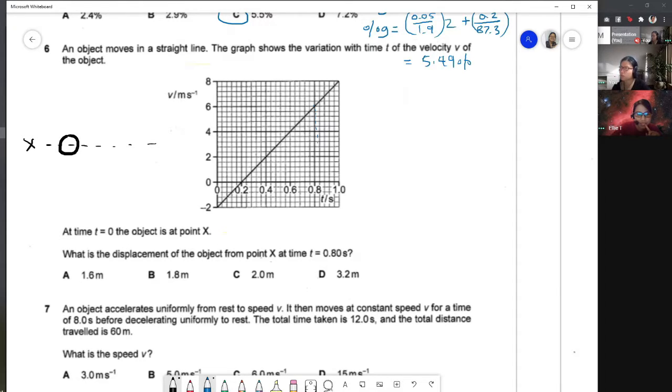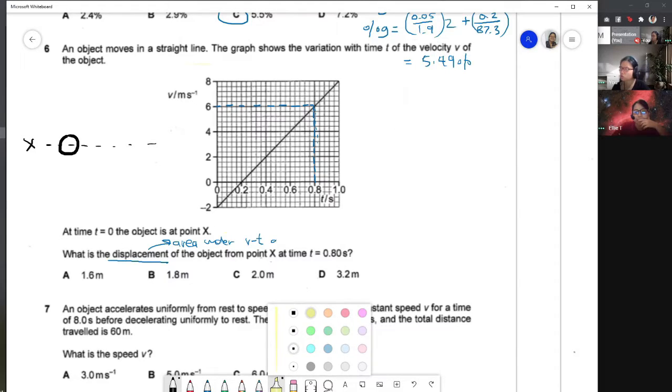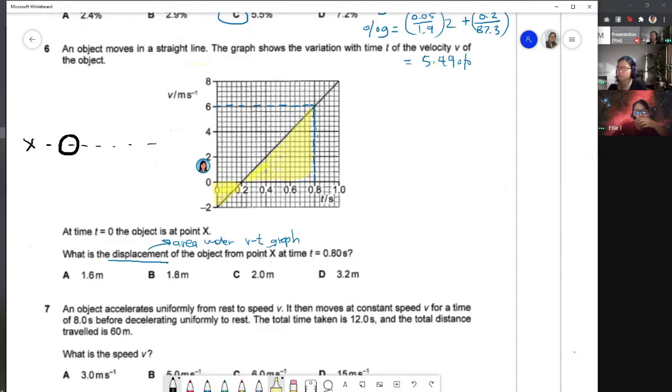How do we find displacement from a v-t graph? Displacement is the area under the v-t graph, or the area between the graph and the time axis, more like. So this area here would be the displacement. There's also one more at the left side, a small one. Why is one above and one below the time axis? Is it because there is a change in direction? Oh yes, because the v changed from positive to negative, negative to positive.